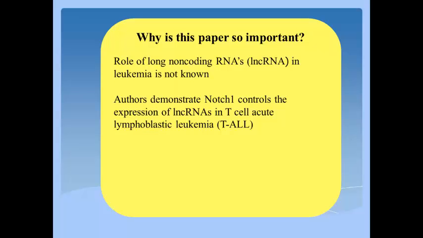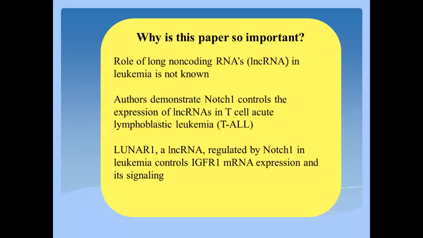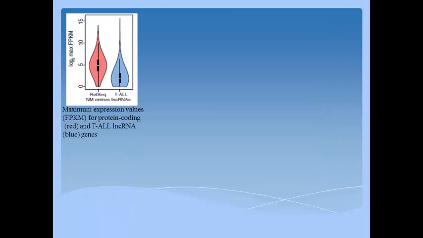Authors demonstrate Notch1 controls the expression of lncRNAs in T-cell acute lymphoblastic leukemia, that is T-ALL. LUNAR1, an lncRNA regulated by Notch1 in leukemia, controls IGF1R mRNA expression and its signaling. Let's look at the data.